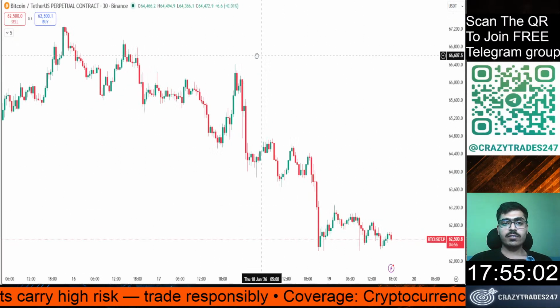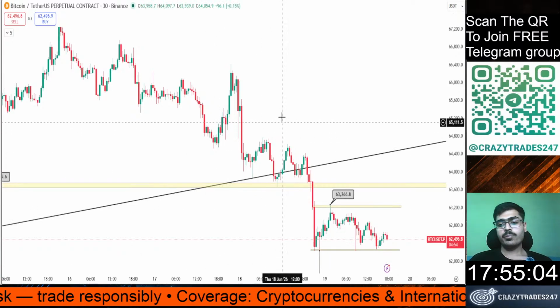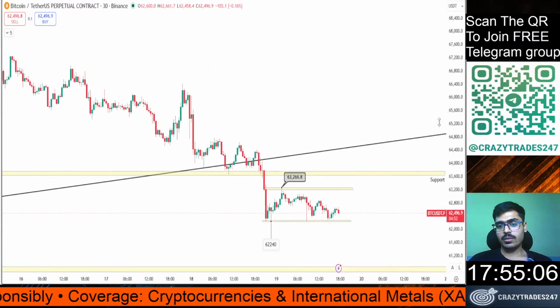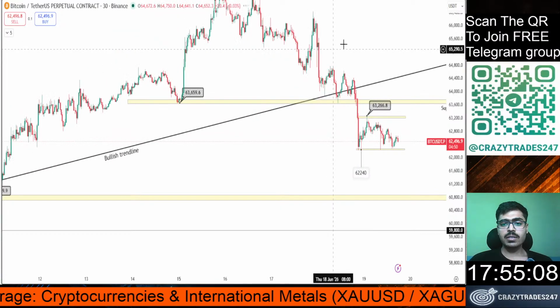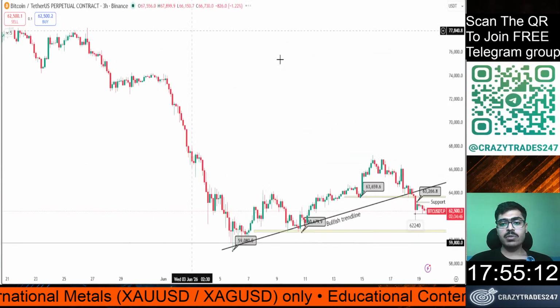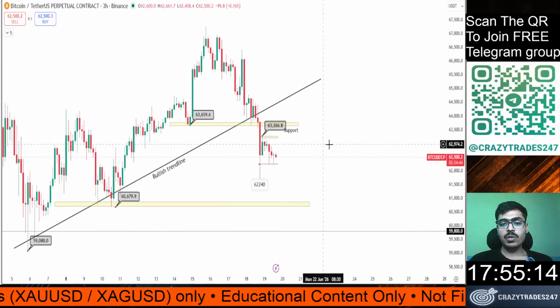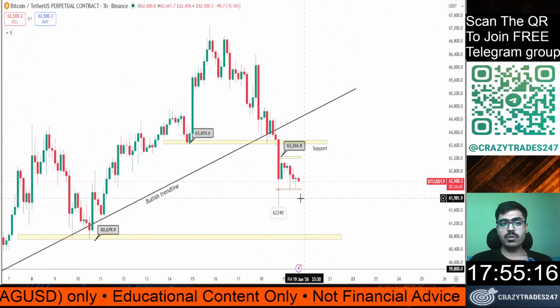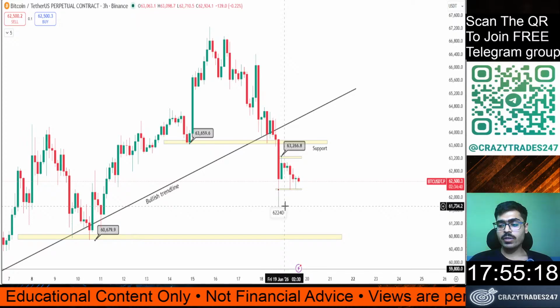So the fact of the matter is, price is yet to move lower. This is what I want to conclude. Looking at the price structure, it seems like Bitcoin is going to continue making newer lows. Current support on Bitcoin is at 62,240.